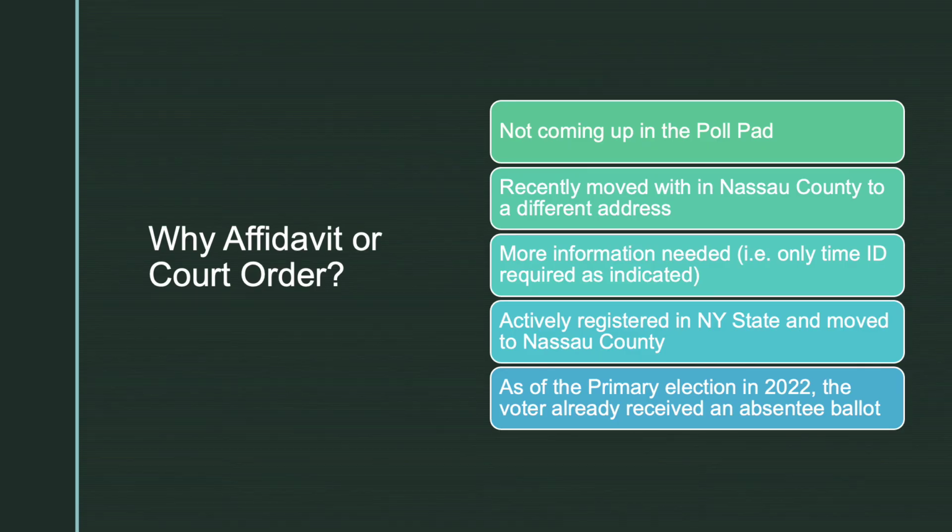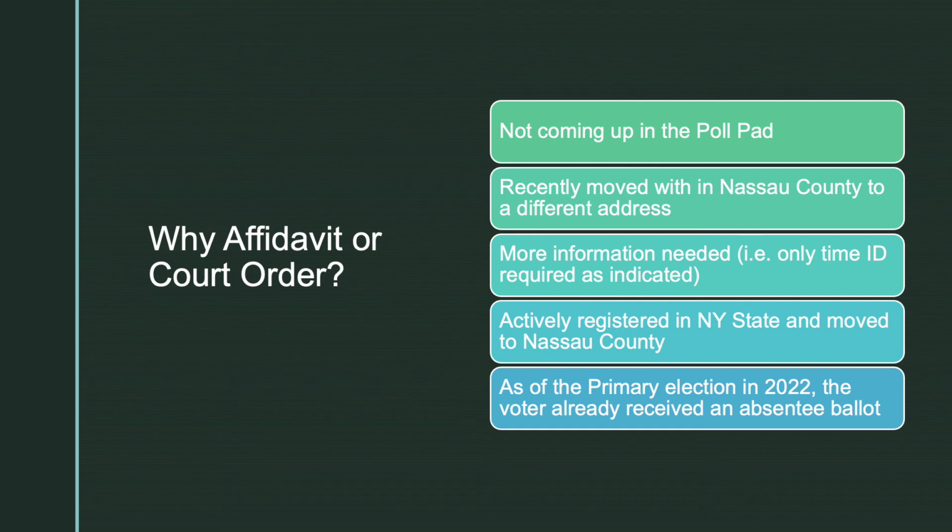There are a few reasons why a voter would have to vote by affidavit or court order. Some of these reasons include the voter was not found in the poll pad, the voter has recently moved within Nassau County and the address in the poll pad is different, if the poll pad says ID required and the voter cannot present the proper identification requested. Please keep in mind that we do not ask for ID in New York State, only if the poll pad requires it. Next, if the voter is registered actively elsewhere in New York State and has moved into Nassau County.